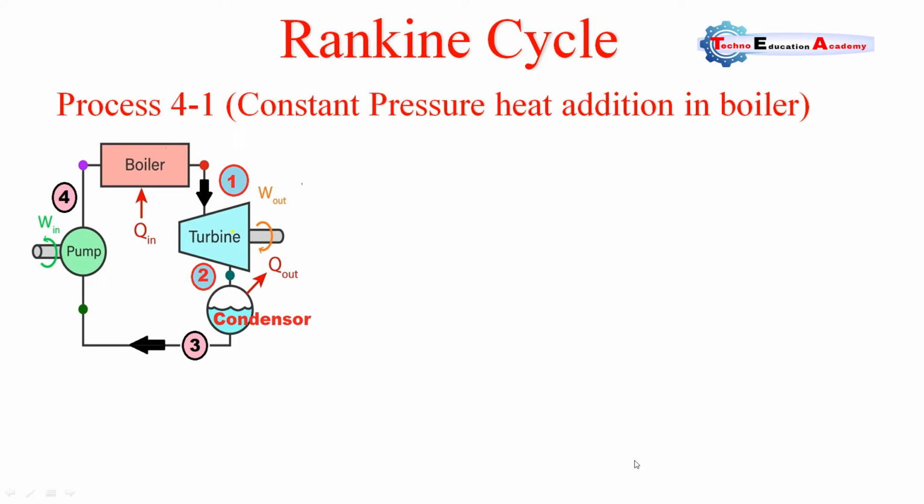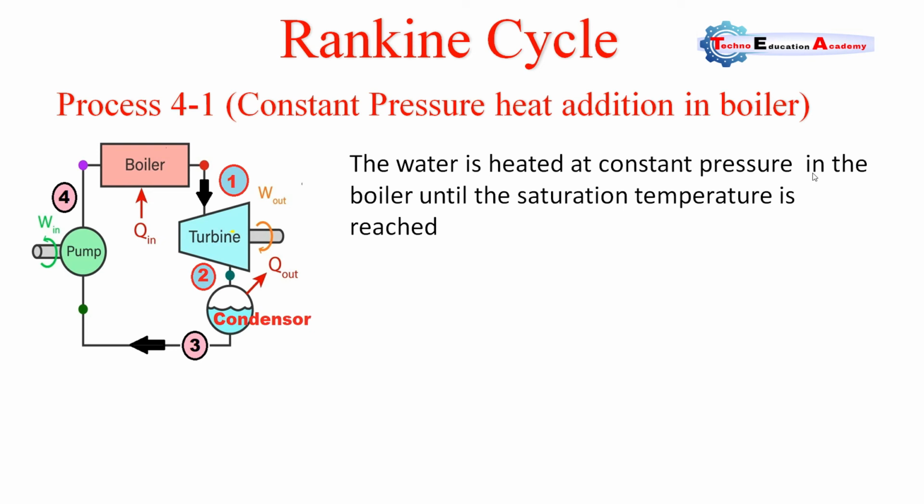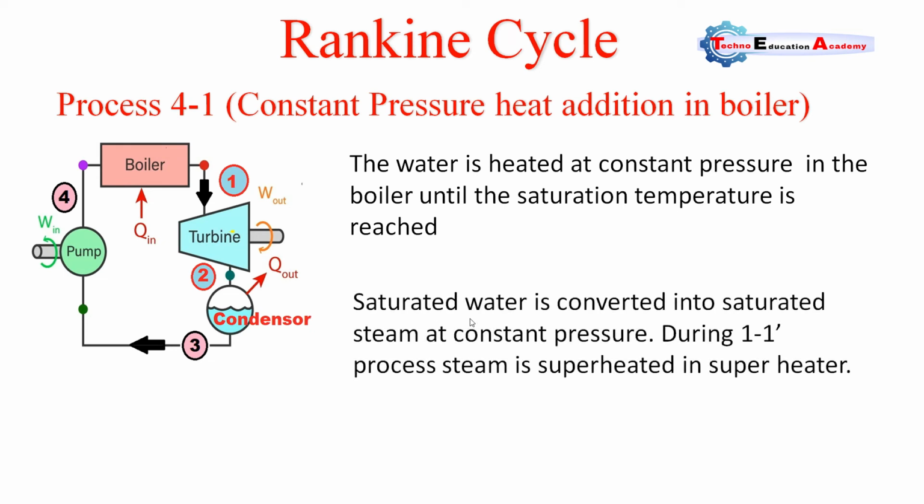Now we will derive the equation of efficiency by considering the process one by one. Process 4 to 1 is a constant pressure heat addition process. I have already mentioned that in a boiler the heat supplied is at constant pressure, so throughout the process the pressure remains the same. The water is heated at constant pressure in the boiler until the saturation temperature is reached. Saturated water is converted into saturated steam at constant pressure.